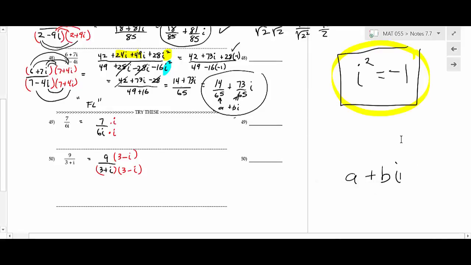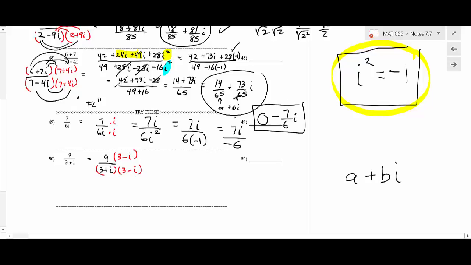Just be careful with the details. So this one, you would have 7i over 6i to the second. So that's 7i over 6 times negative 1. So that's 7i over negative 6. Okay, that's what you have. Now be sure you write the answer correctly. It's 0 minus 7/6 i. And that 7/6 is just right in front of the i. That's the standard way that you write that.